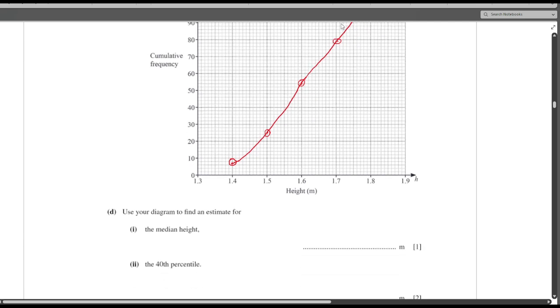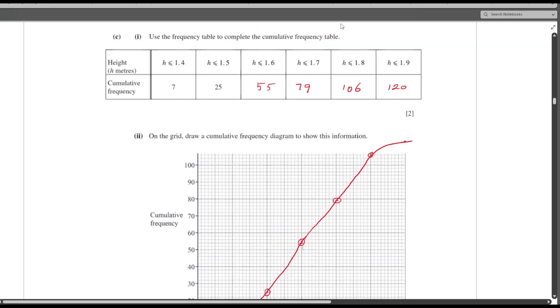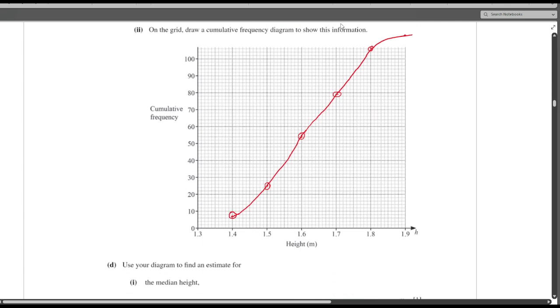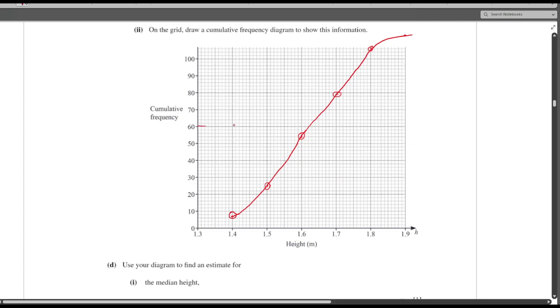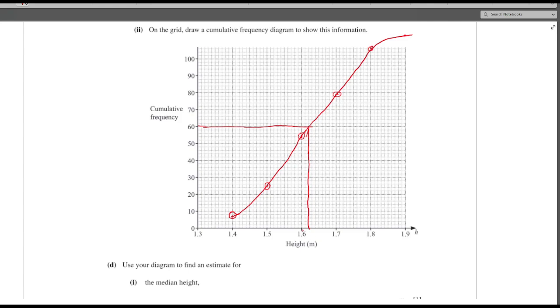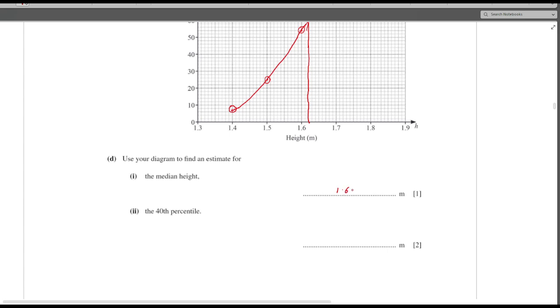Now, using your diagram, find the estimate for the median height. There are a total of 120, so at the 60th position I have the median. From the 60, I will draw a horizontal line, and from there I will draw a vertical line. This vertical line will give me the median. Between 1.6 and 1.7, 10 lines are there, so it is 1.61, 1.62. So 1.62 will be your median height, 1.62 meter.